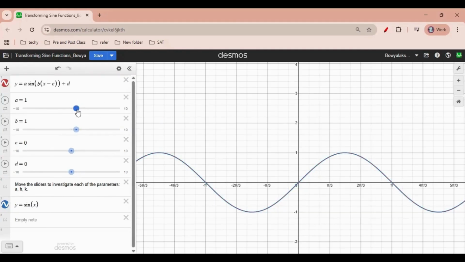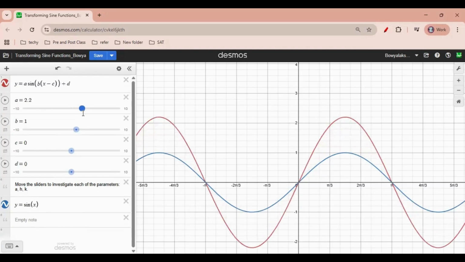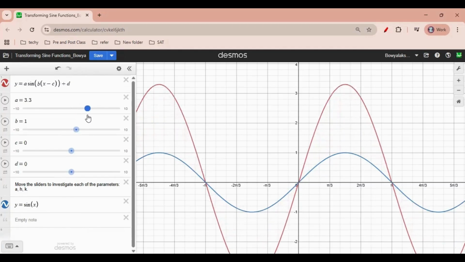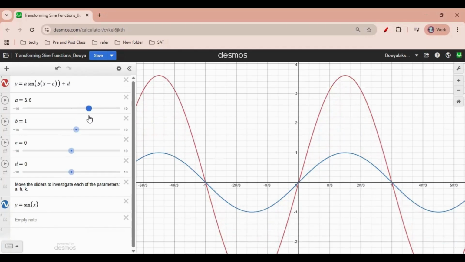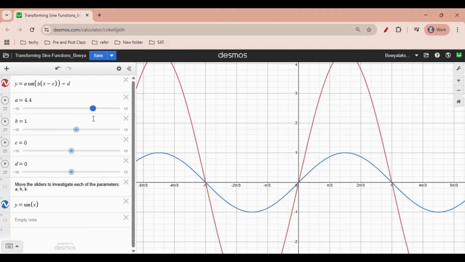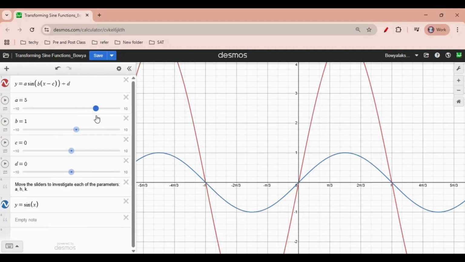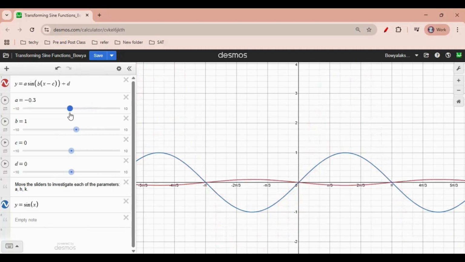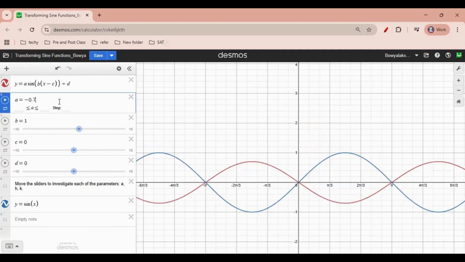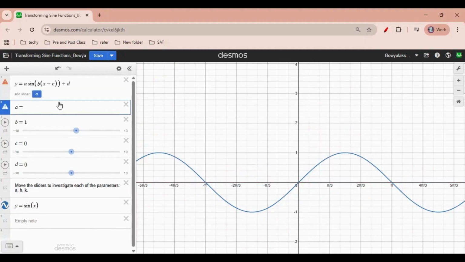Now, let me see what happens if I increase my a. The red graph is the transformed one. I just increased a, it's greater than 1. It's like you're pulling vertically up, right? So you're stretching the graph vertically when your a goes greater than 1. What if a is 0? Let's see, a is 0, what happens?